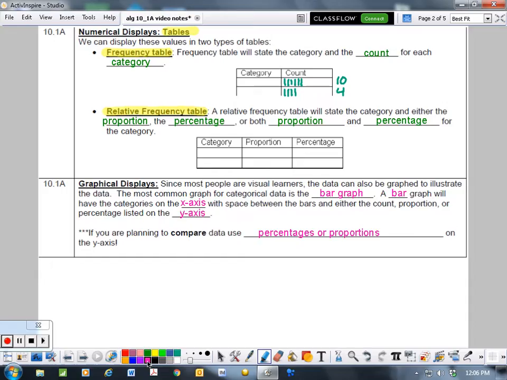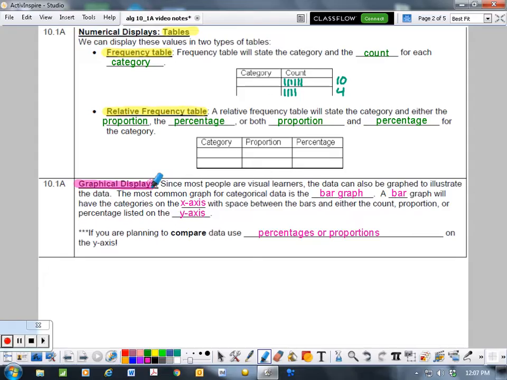Now, once we have a table to help organize our data, we move into what we call a graphical display. Since most people are visual learners, I think about 70% of the population actually learns best by visually seeing pictures and stuff. So we can represent our data as a graphical display, which is really just a graph. And the most common graph for our categorical data is a bar graph.